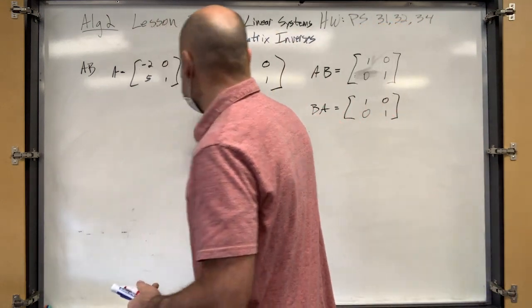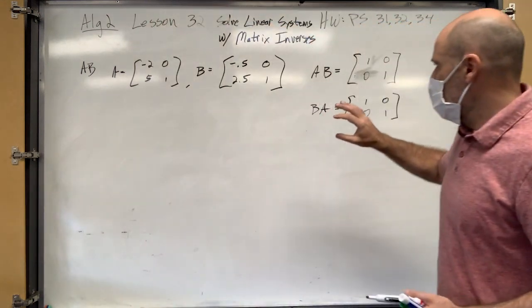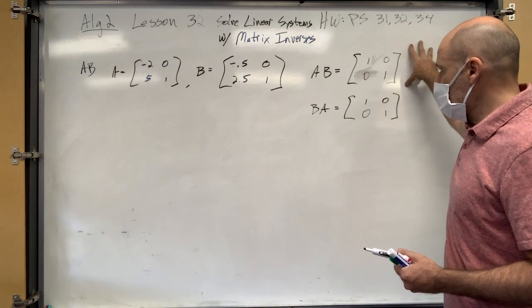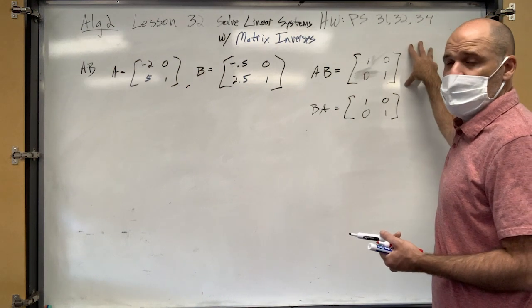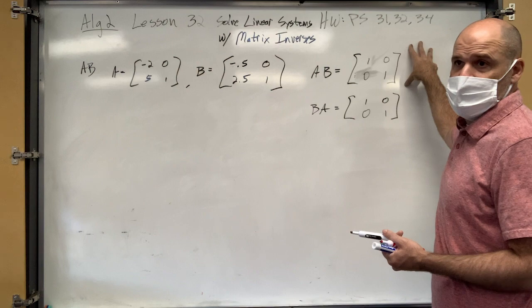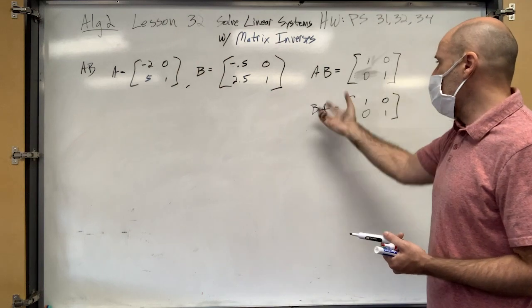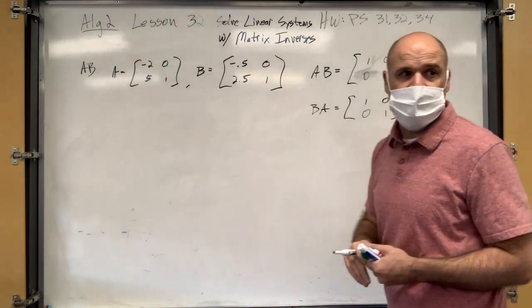So these are inverses because AB equals the identity matrix, but sometimes AB will equal the identity matrix and it's not the inverse. But the reverse has to be true as well. BA has to equal the identity matrix.